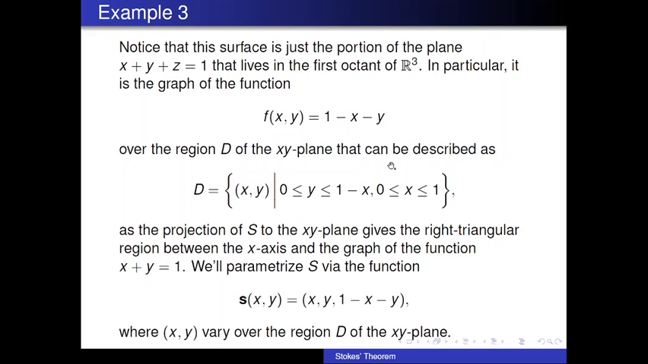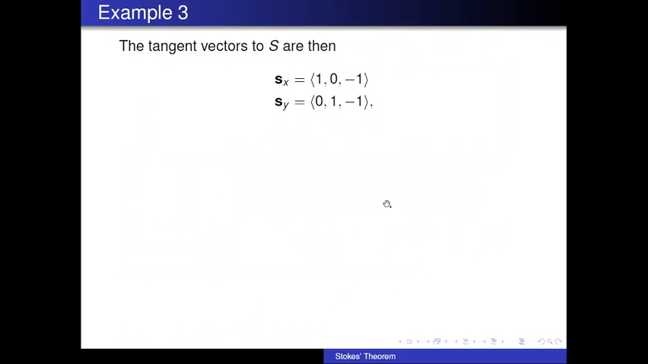So we can parameterize that little triangular portion of that plane by this easy parameterization using the fact that we have a graph of a function. We'll let x be in the first coordinate, y be in the second, and 1 minus x minus y be in the third one, where x and y vary over this triangular region D of the xy plane. Then computing the tangent vectors to our surface, s sub x will be (1, 0, -1) and s sub y will be (0, 1, -1).